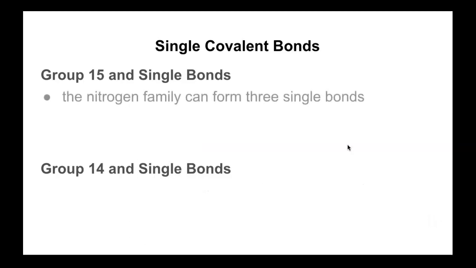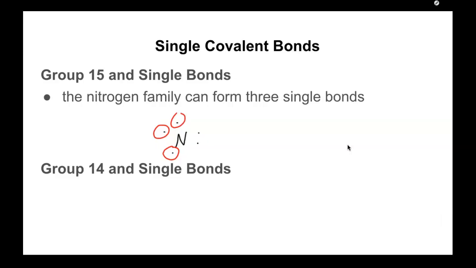Okay, let's go to group 15. That's the nitrogen family. That's going to be able to form 3 single bonds. So here's nitrogen. It's in group 15. It's got 5 dots. There are 3 open spots. So obviously, it can form 3 single covalent bonds.